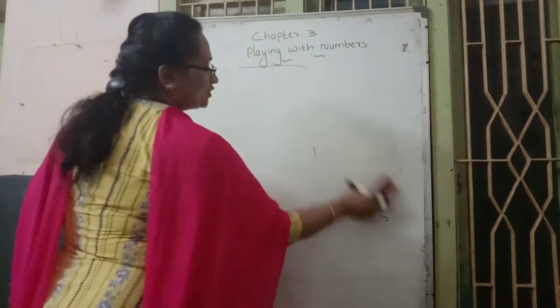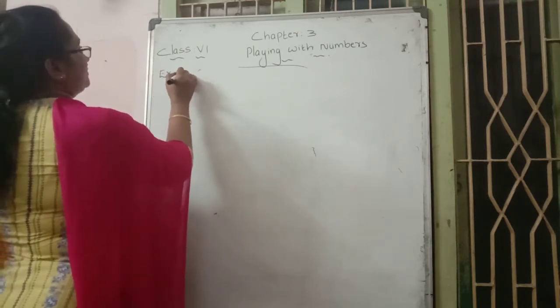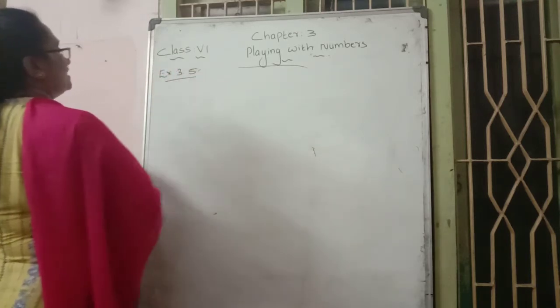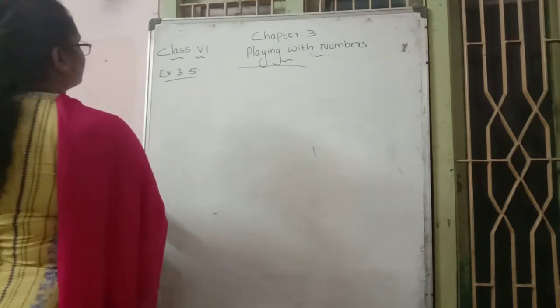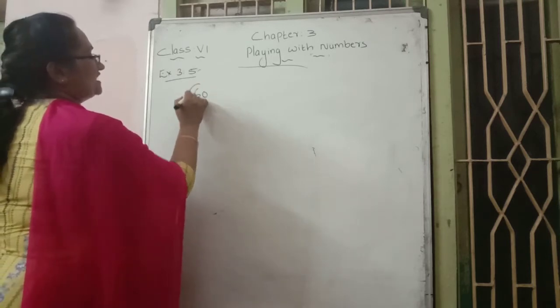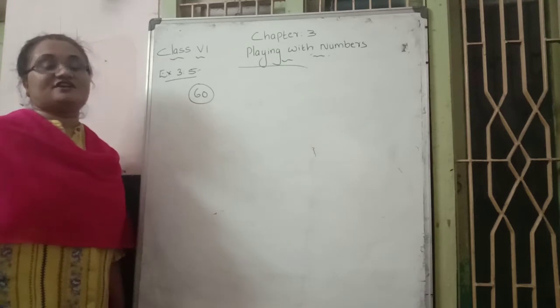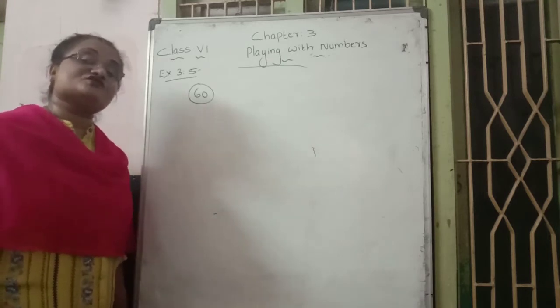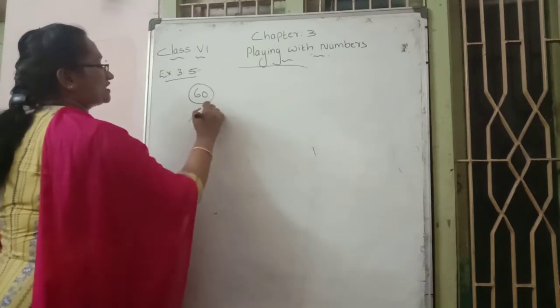Exercise 3.5. Here, one question they have given: 60 is given and we have to draw the factor tree. Two ways they have given. Some numbers are missing, and we have to find the missing numbers. In this way they drew it.